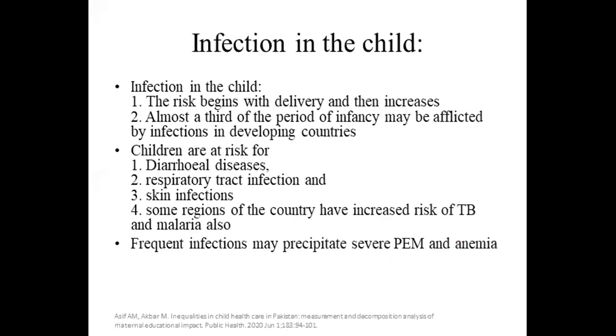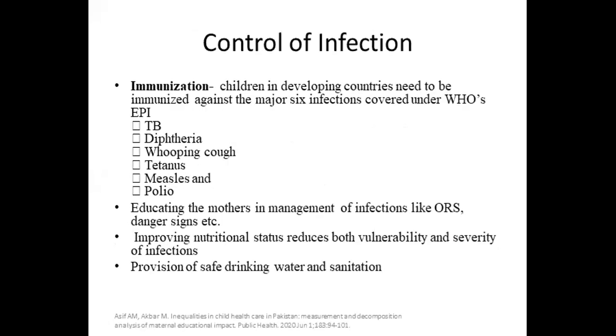Now, infection in childhood increases the risk beginning with delivery and then increases further. Almost a third of the period of infancy may be affected by infection in developing countries. The child is at risk for diarrheal disease, respiratory tract infection, and skin infection. Some regions of the country have an increased risk of TB and malaria also. Frequent infection in a child may precipitate severe protein energy malnutrition and anemia.